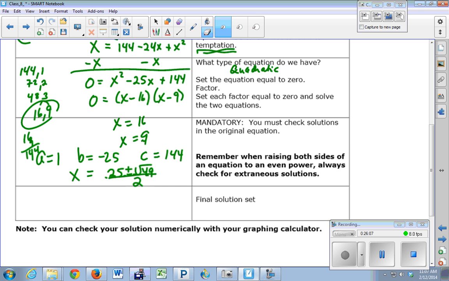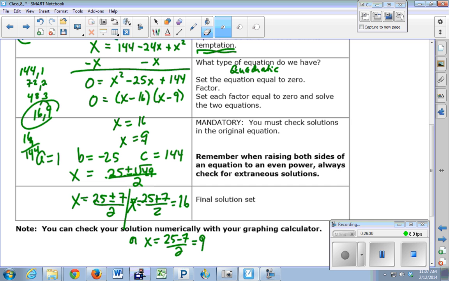So if you got that far with your quadratic, you say, okay, x equals 25 plus or minus 7 over 2. So x equals (25 plus 7) over 2, or x equals (25 minus 7) over 2. 32 divided by 2 is your 16. 18 divided by 2 is your 9. Okay? Thank you, Cooper, for that.